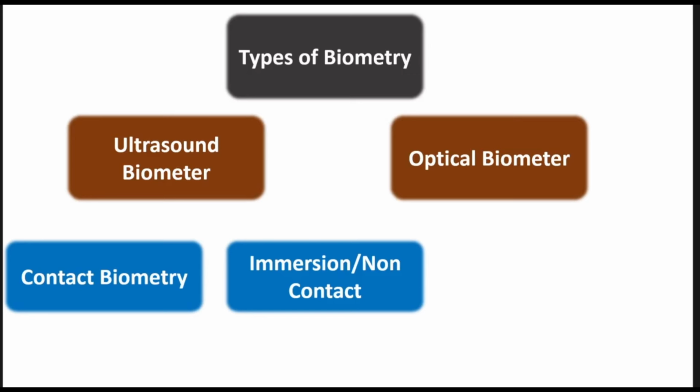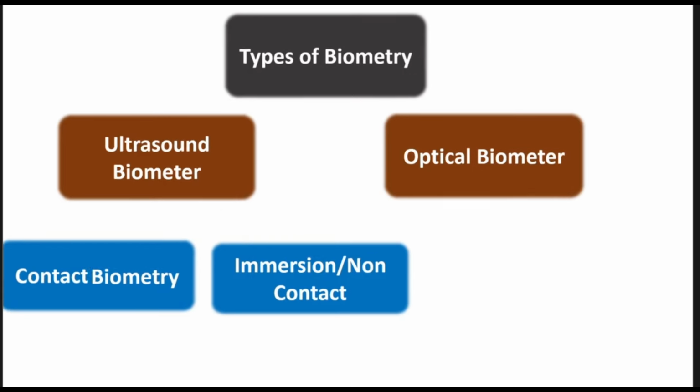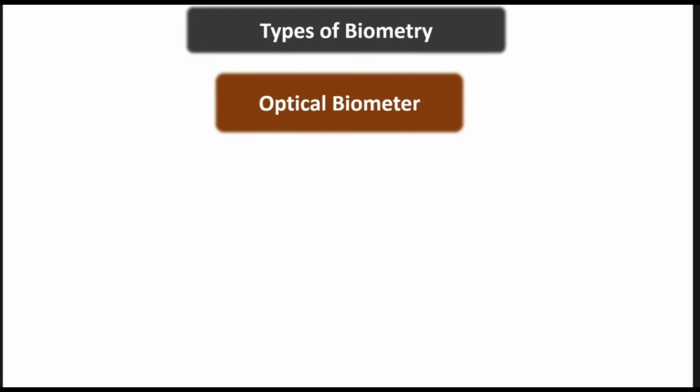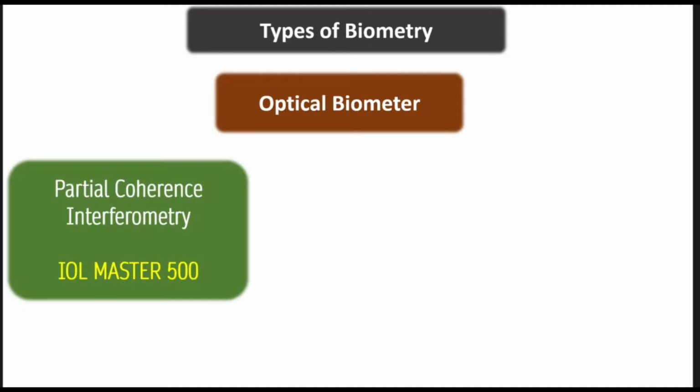Instead, the probe is actually immersed in a scleral shell which is placed on the cornea, and therefore this type of ultrasound biometry is also known as the immersion or non-contact biometer. Okay. Let us see what are the types of optical biometers which are available.